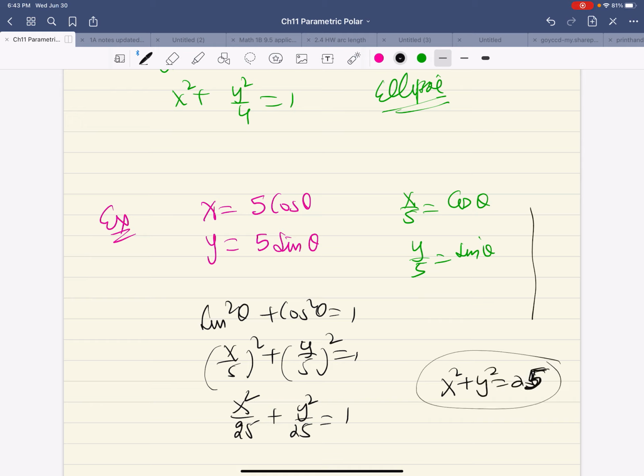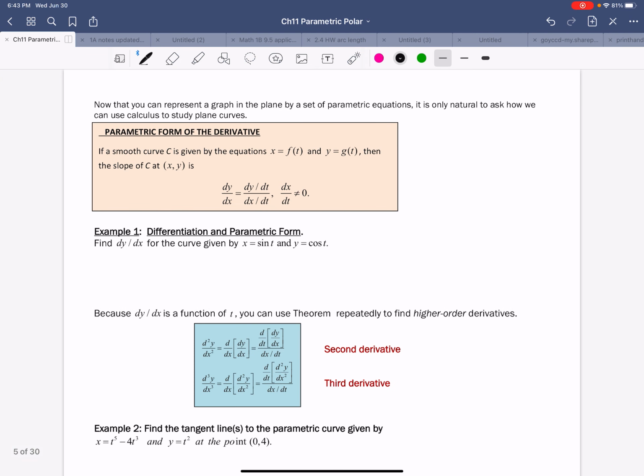So you can go ahead and plot this. It's going to be a circle with radius 5 moving in this direction with the arrows: 5, negative 5, 5, and negative 5. Okay, now we're going to talk about the derivative and concavity, first derivative and the second derivative.